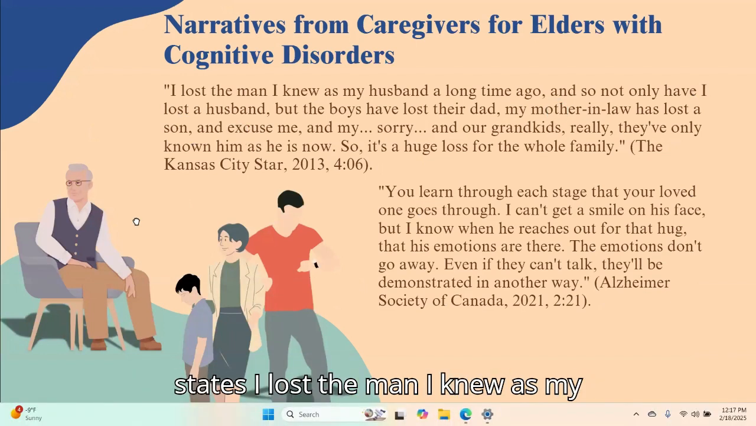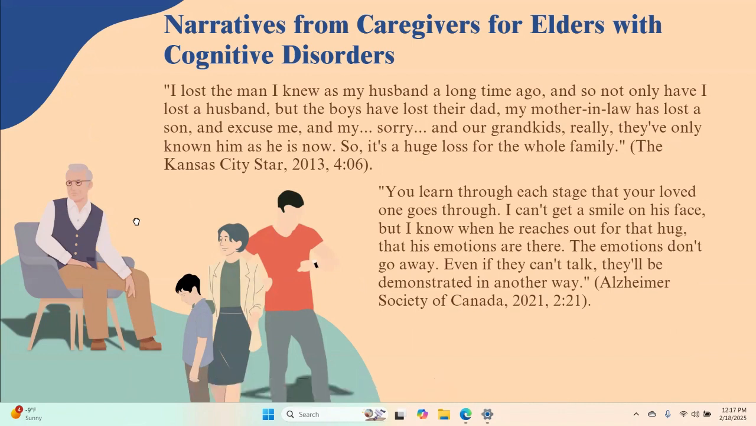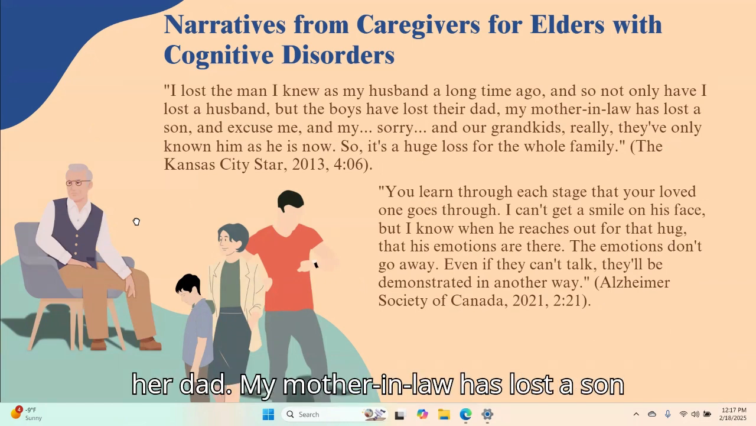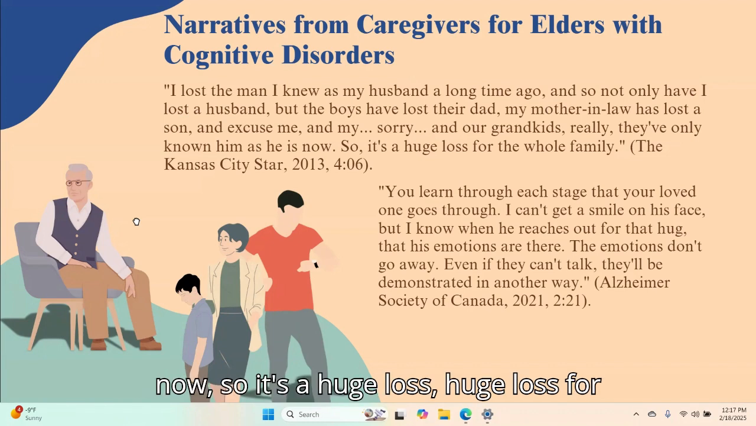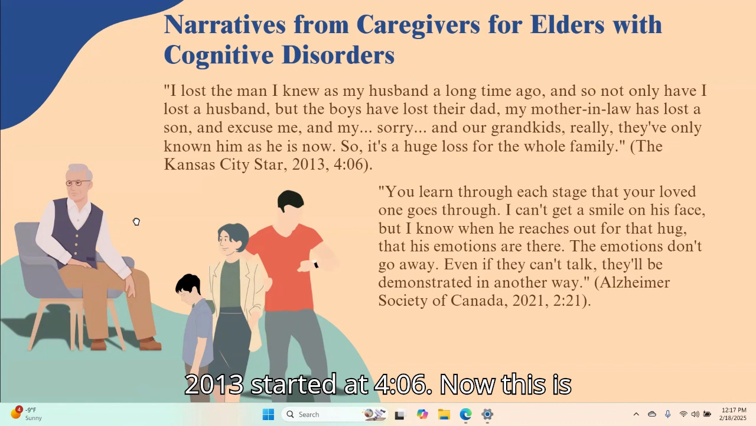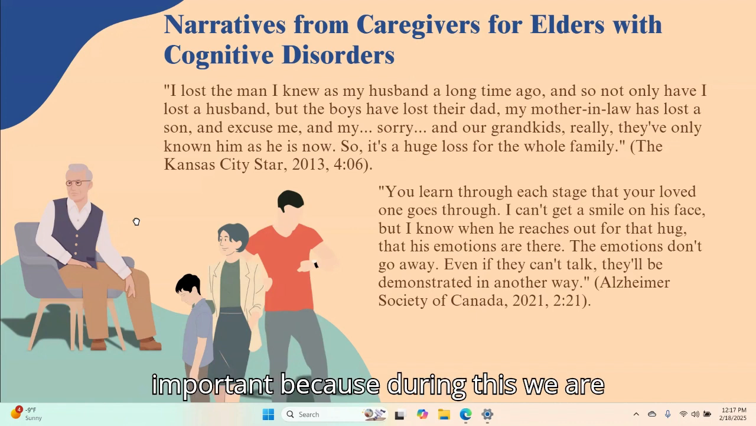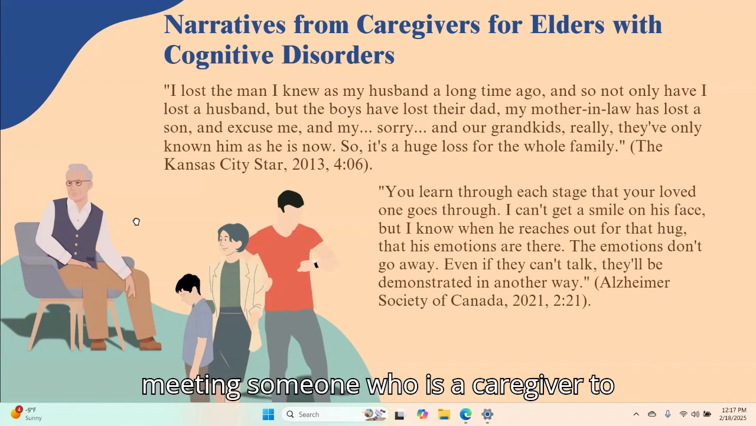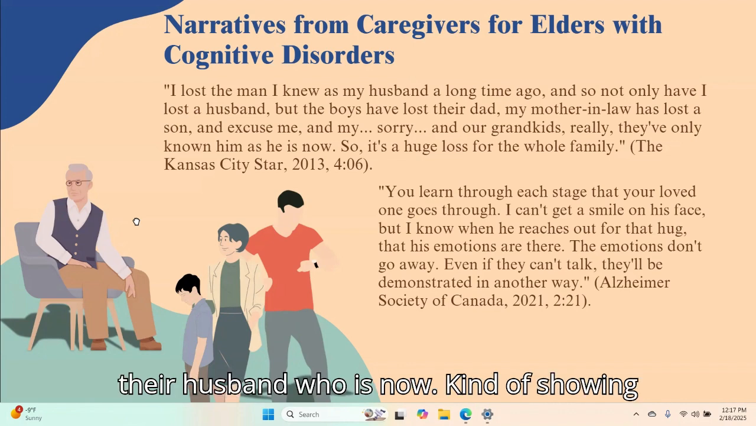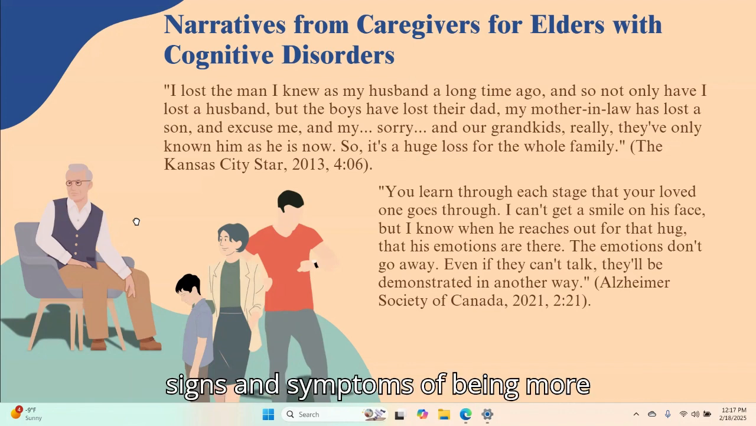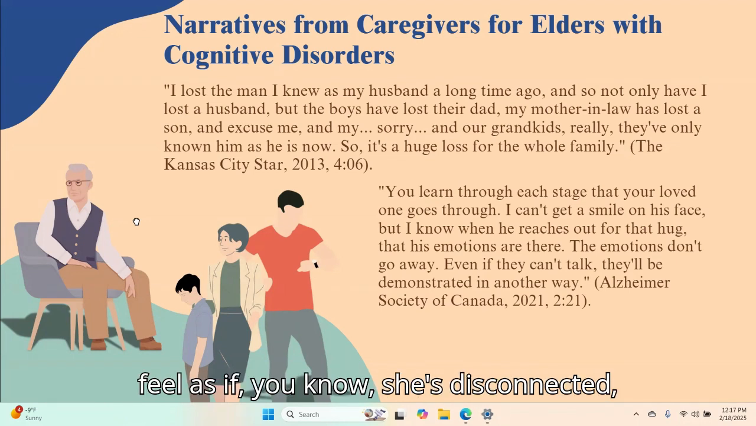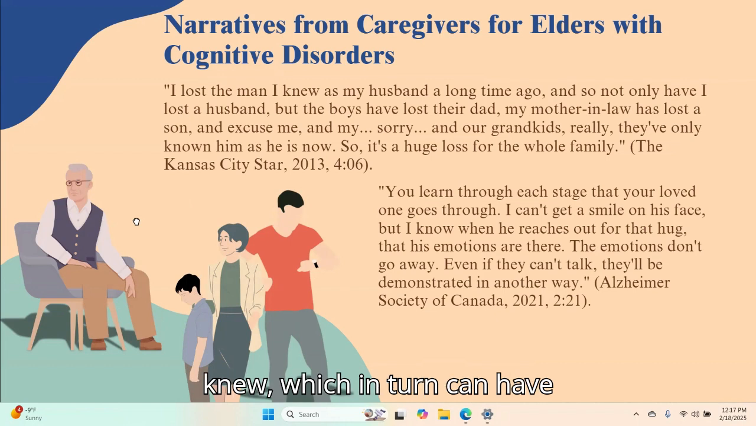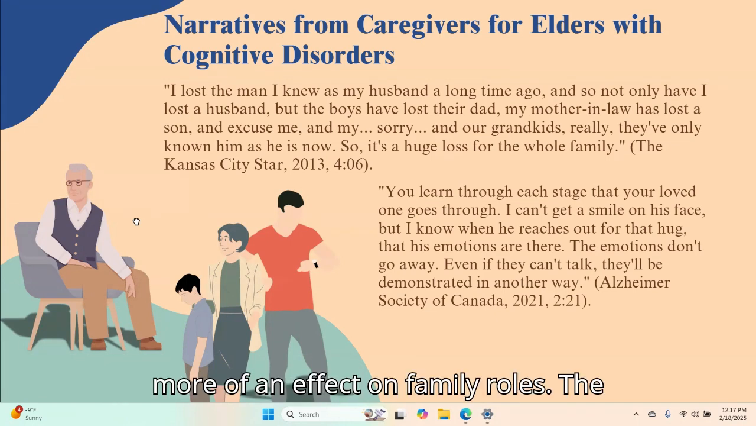One states, I lost the man I knew as my husband a long time ago. So not only have I lost a husband, but the boys have lost their dad. My mother-in-law has lost a son, and our grandkids have only known him as he is now. So it's a huge loss for the whole family. The Kansas City Star 2013 started at 4:06. This is important because we are meeting someone who is a caregiver to her husband, who is now showing signs and symptoms of being more aggressive and forgetting who she is. And this is making her feel disconnected, disassociated from the person she once knew, which in turn can have more of an effect on family roles.